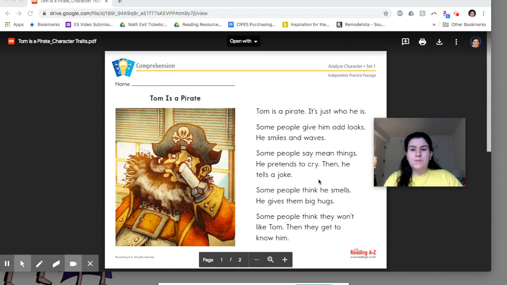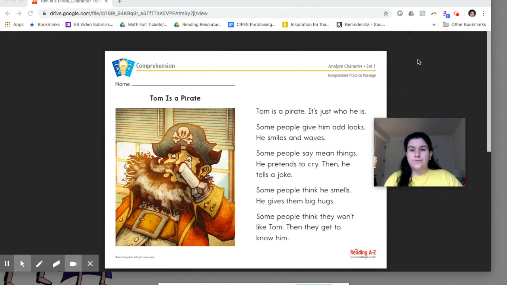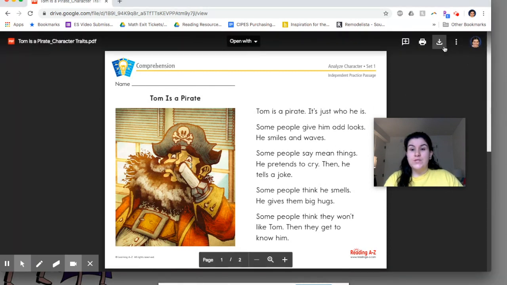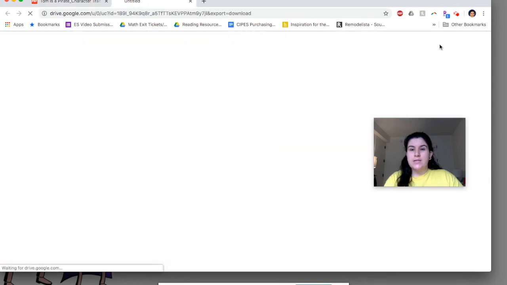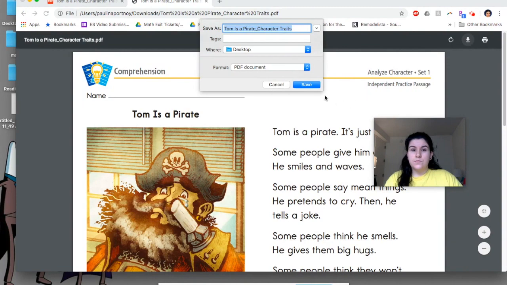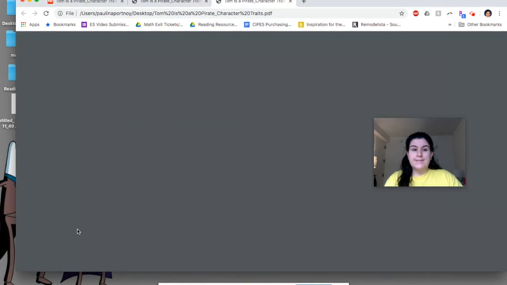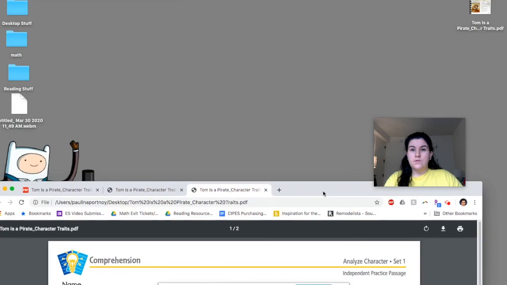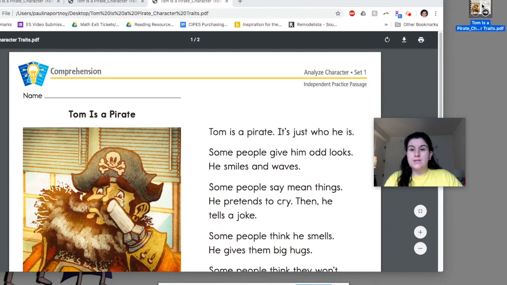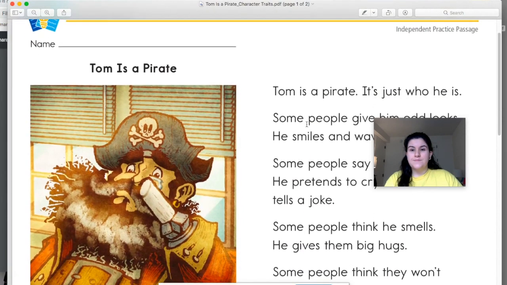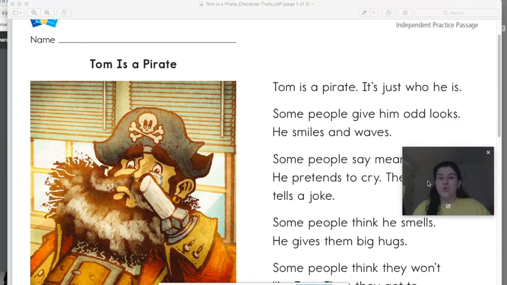Here's what you can do to make it easier for you to write or for you to highlight. You can go right up here and notice this arrow that looks like this and press download. You can press save. And you should see it somewhere on your computer. For me, it went straight to my desktop. But for you, it might be in your downloads. After you download it, find the file and open it up like this. Great. You found the file and you opened it up.